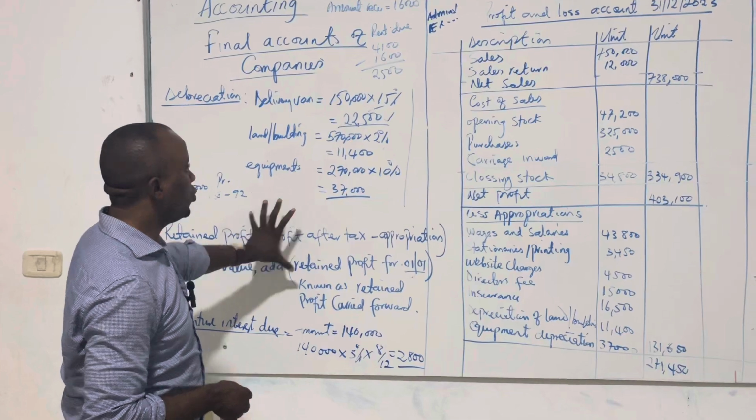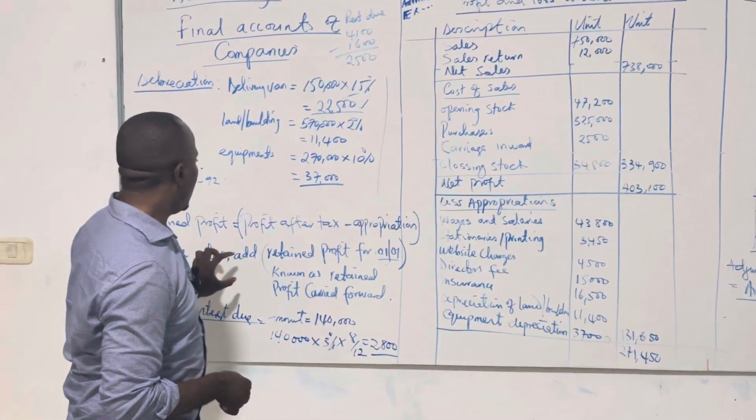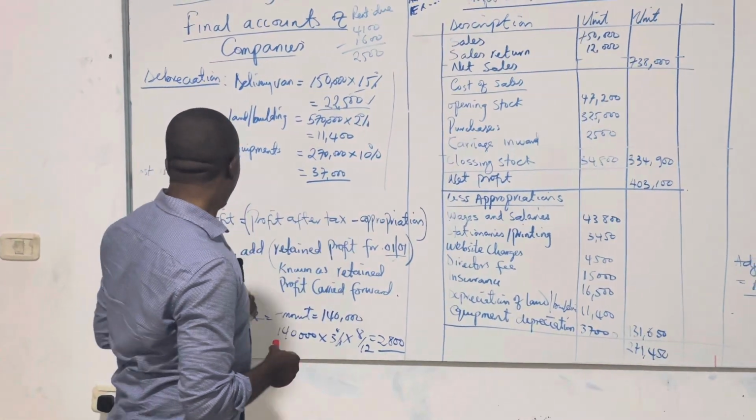So I tried to summarize. I said for you to effectively build this, you need to look for the retained profit after you must have paid tax. So let's just go straight.